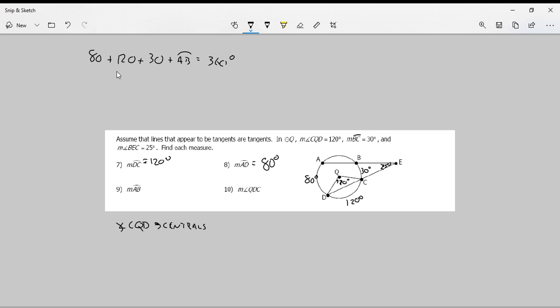80 and 120 is going to be 200, so we've got 230 plus AB is equal to 360 degrees. Minus 230 on this side and minus 230 on this side. Arc AB is equal to 130 degrees.